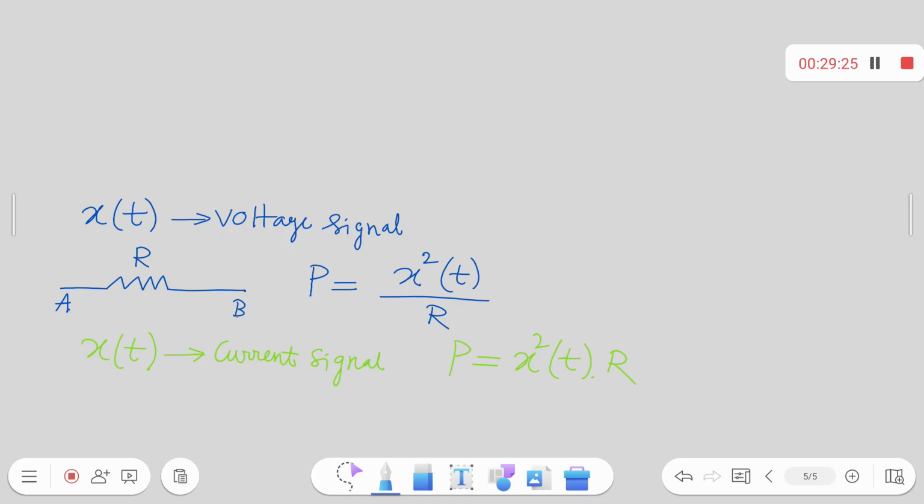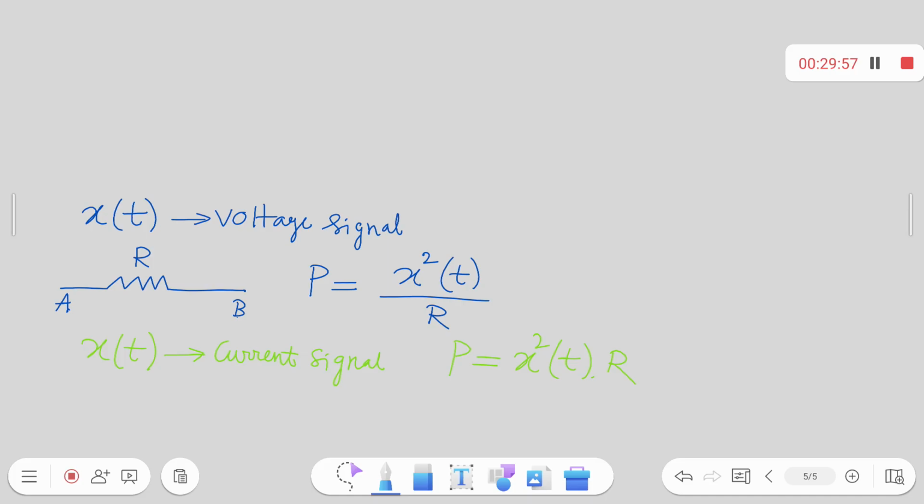In that case, whether it's a voltage signal or a current signal, irrespective of the type of the signal, the power is proportional to x squared t. That is true. Power is proportional to the square of the signal value. But if r is equal to 1, then the power is exactly equal to x squared t, irrespective of whether you consider a current signal or a voltage signal, for a 1 ohm resistance, right?